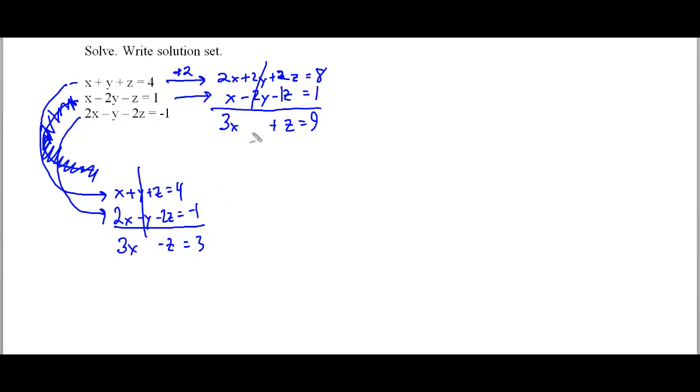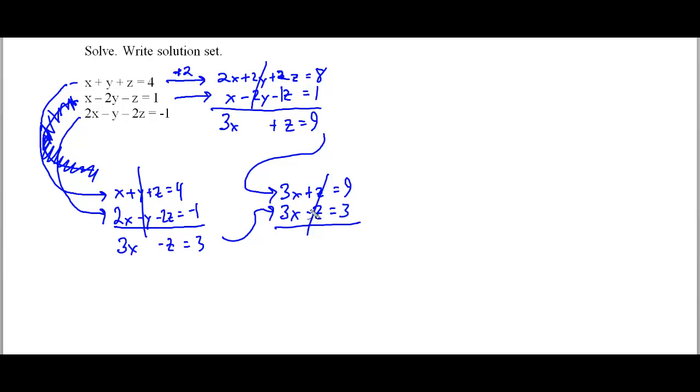What's cool about this is now I've got two equations and two unknowns, so I'm just going to bring these two together and stack them on top of each other. I don't have to do any manipulation, because you'll notice that if I stack the 3x plus z equals 9 and the 3x minus z equals 3, what I get is a super simplification of the z's.